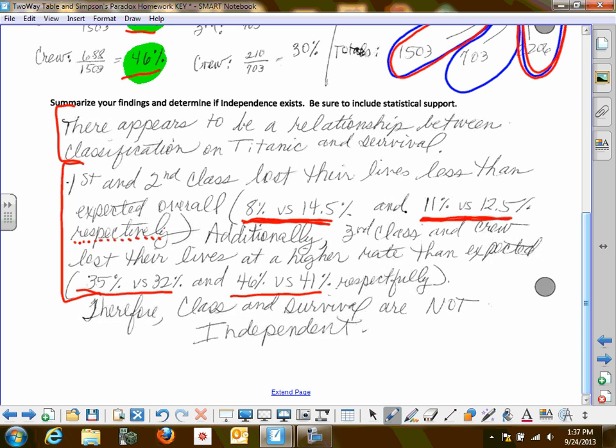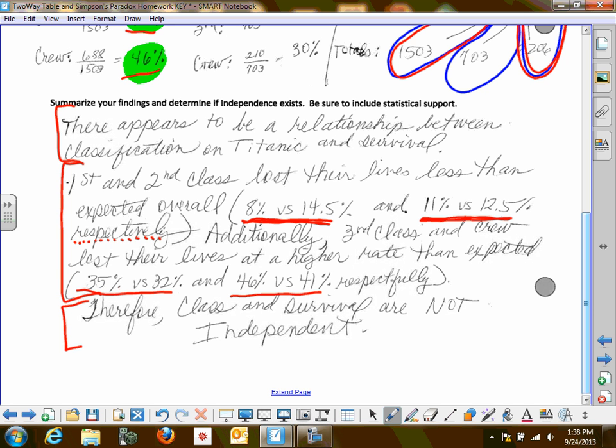So, in summary, here's my summary sentence about independence or not. Therefore, class and survival, they're connected. So they are connected to each other. They are not independent. Okay? This is your visual, me putting my hands together. They are connected. They are not independent of each other. All right. Questions here? Yes, ma'am.